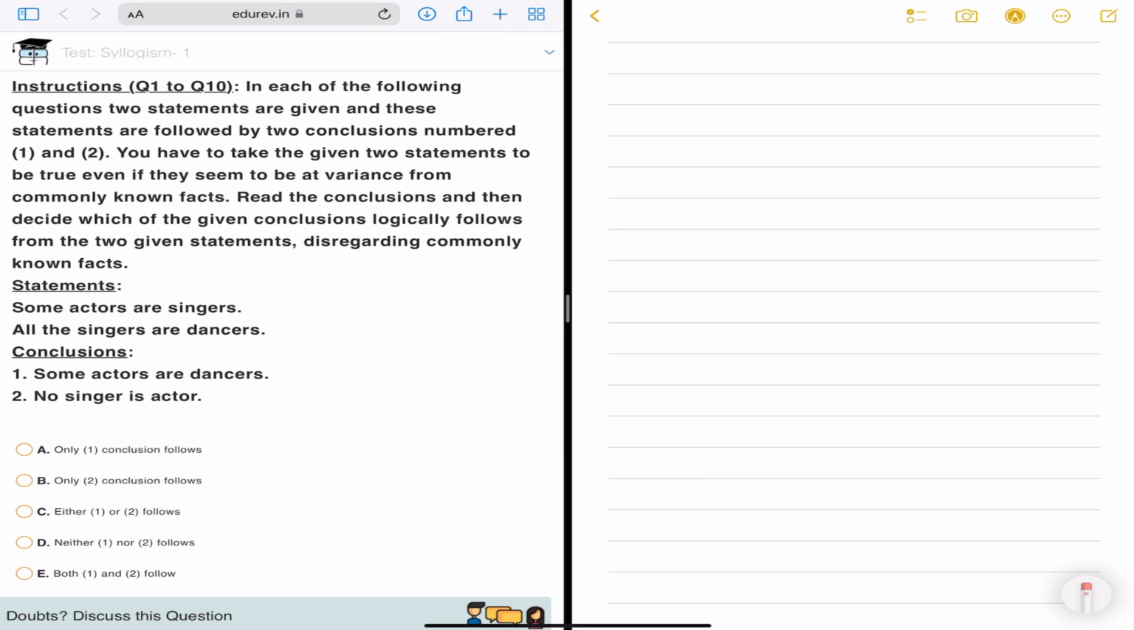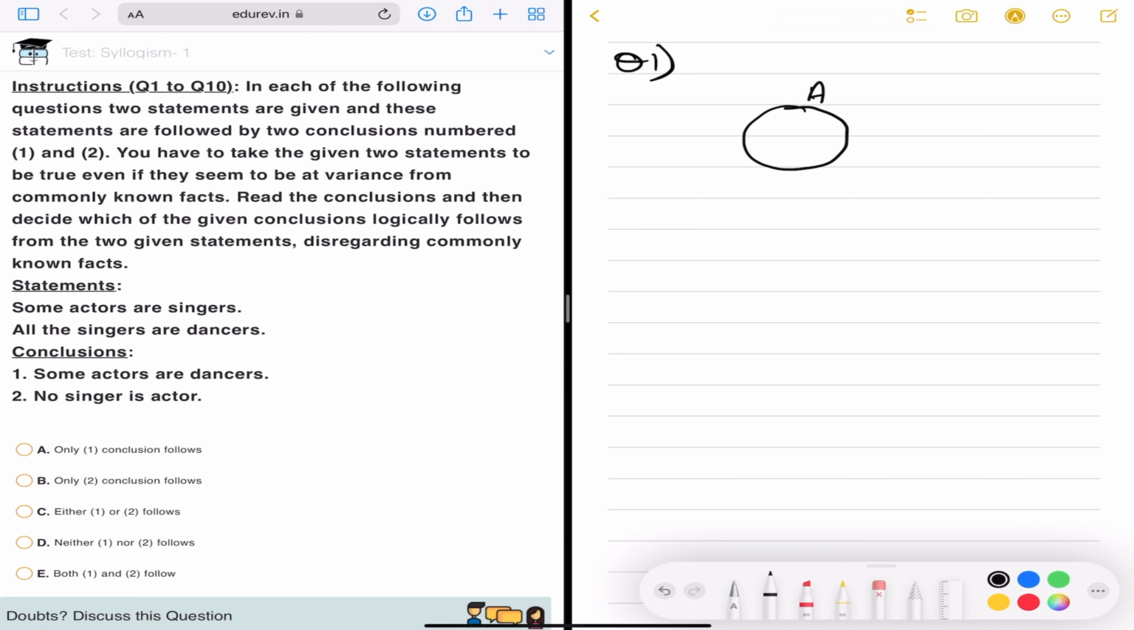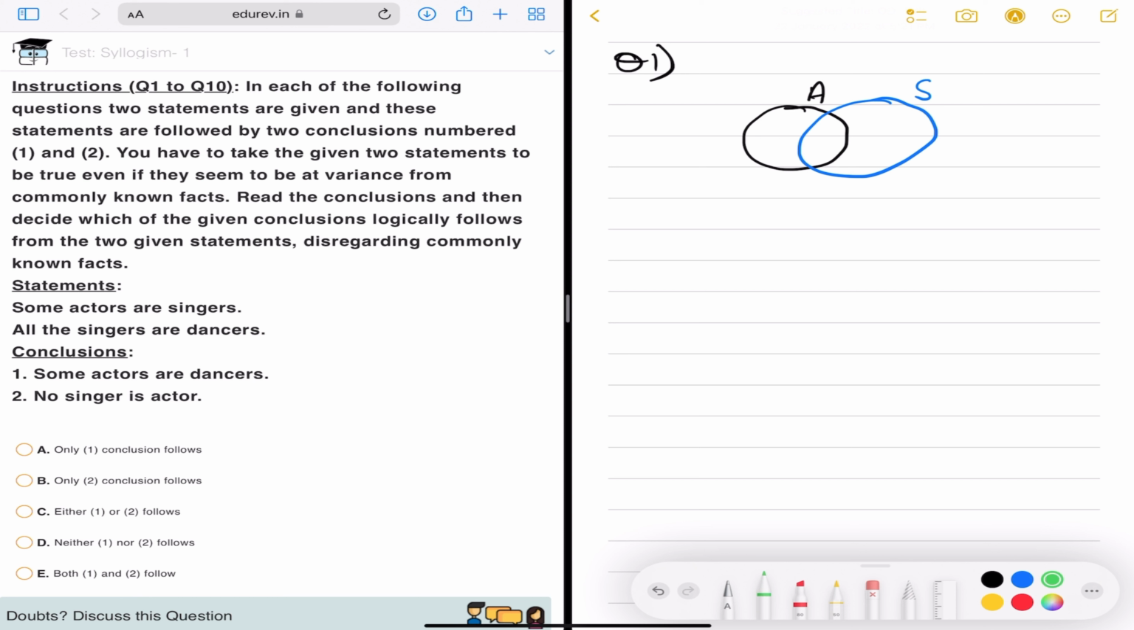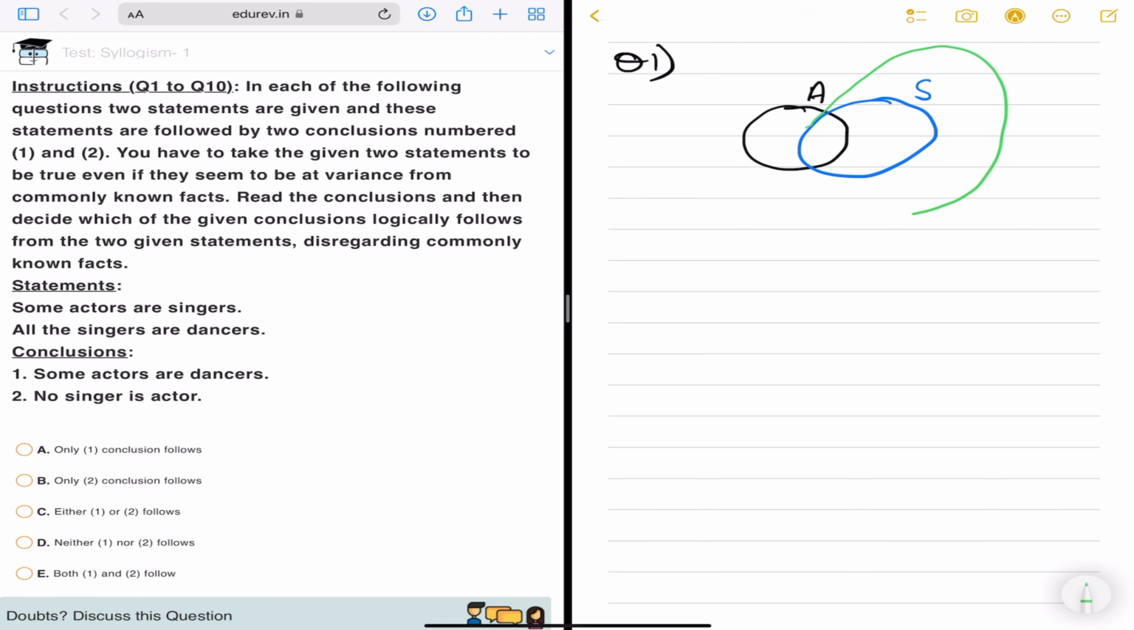Now let's look at question number 1. So it states some actors are singers. Okay, so let's make a Venn diagram for it. Let's assume that this is actor and these are singers. So some of the actors are singers. And then it states that all these singers are dancers. So all of these singers are actually dancers. I have A for actors, S for singers and D for dancers.